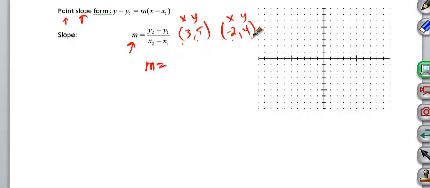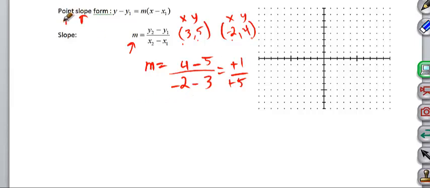Our slope is y2, 4, minus y1, 5, over x2, negative 2, minus x1, which is 3. So from here, all we got to do is simplify. 4 minus 5 is negative 1. Negative 2 minus 3 is negative 5. 2 negatives make a positive. All right, so we have a slope of 1/5.